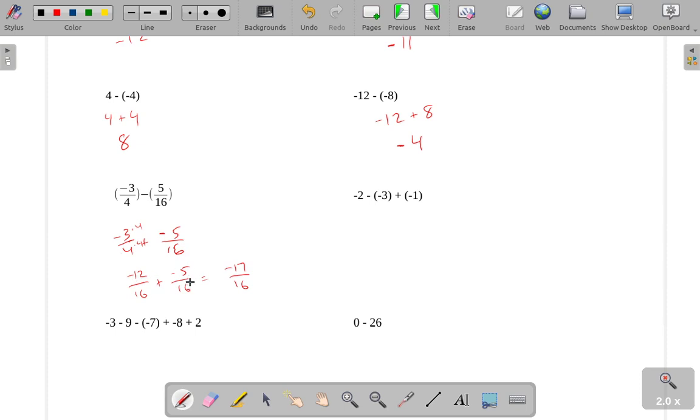Now I can add them together to get negative 17 over 16. 12 and 5, they're both negative. Adding those together, I get 17. And of course it's negative because they were both negative.